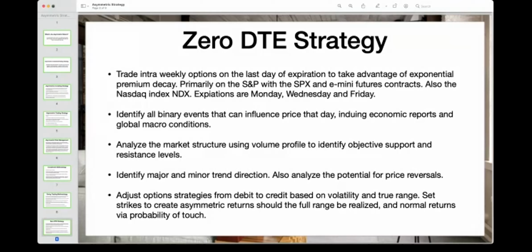Can we model that in an option strategy and overlay that in such a way that if it does move where we think it's going to move, we can achieve an asymmetric return? And if we don't, can we at least achieve 100 to 200% of the risk that we take on, based on the amount of volatility and the amount of movement? And should we, through a probability of touch, be able to achieve that kind of return?